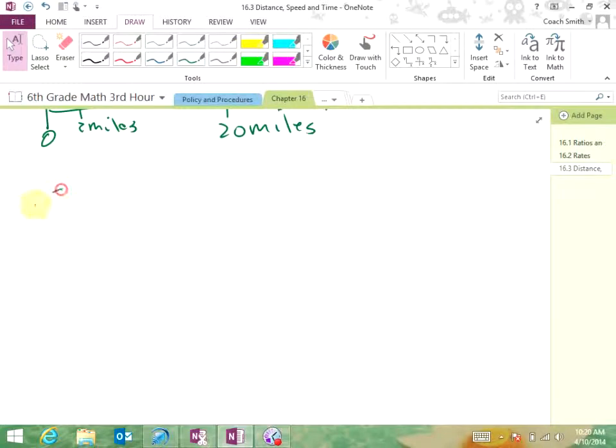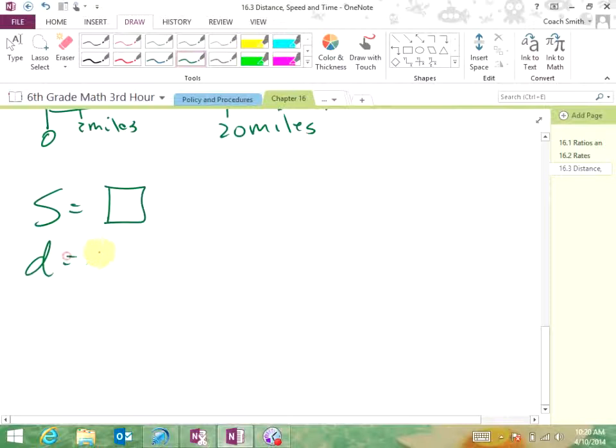Let's see here. S is equal to blank. D is equal to 225 miles. And time is equal to 5 hours. Okay?